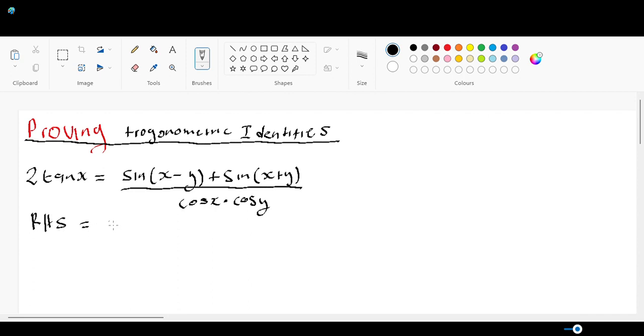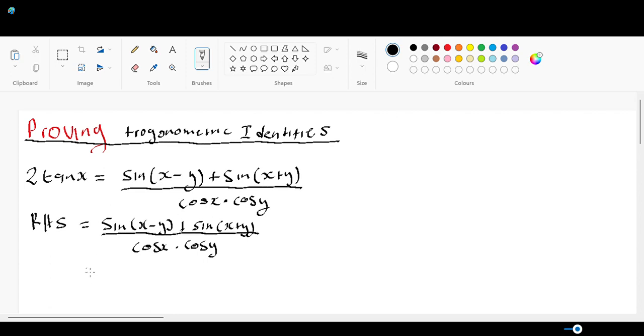Okay, so let me just rewrite this. I'll try to be as quick as possible. Underline there, and of cos x multiplied by cos y. Right, so we pick the right hand side because it looks more complicated than the other side.